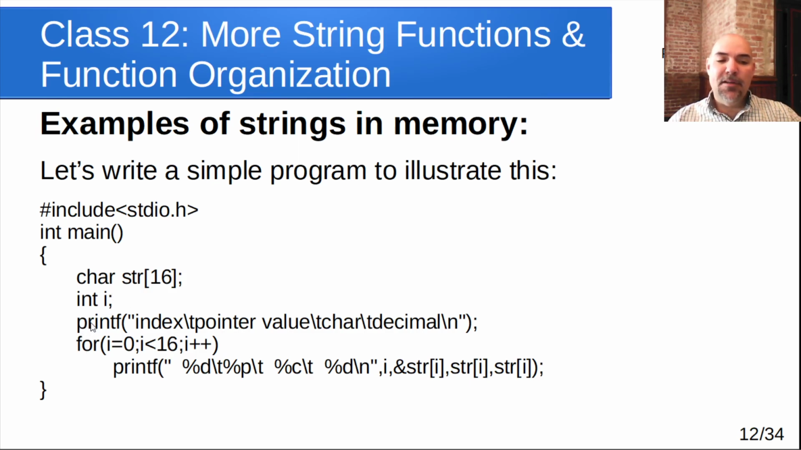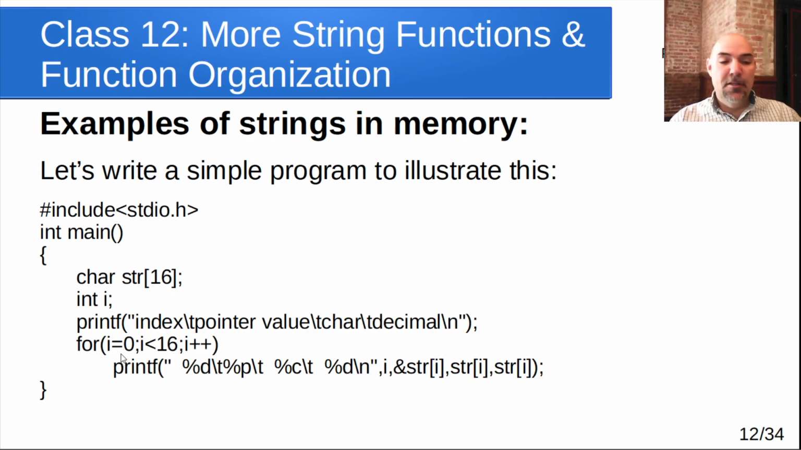And then I print out, here's my printf, index, and then \t is an escape sequence. Notice the \t there. That's a tab. So we're printing out index, tab, pointer value, tab, character, tab, decimal, and then a new line, which will go to the next line. So we've printed out those things, and that's kind of printing out the top of this table.